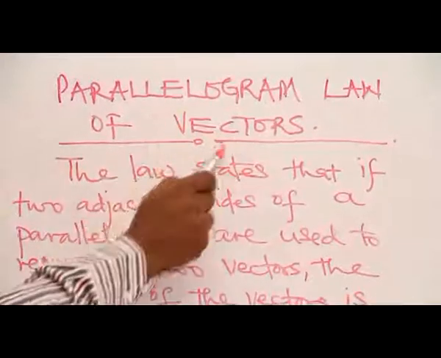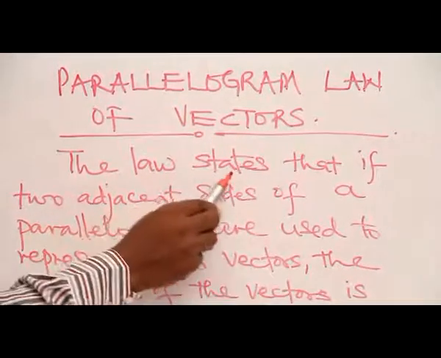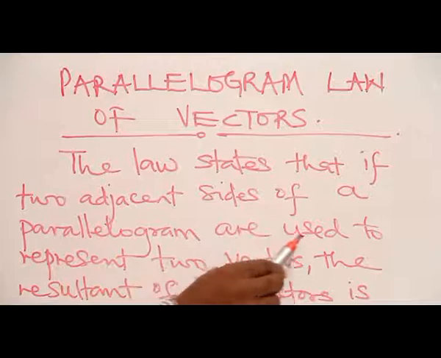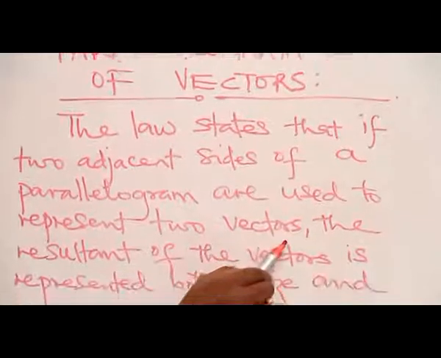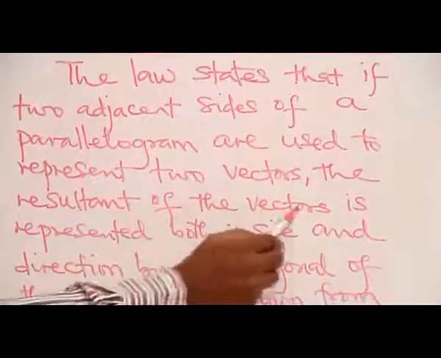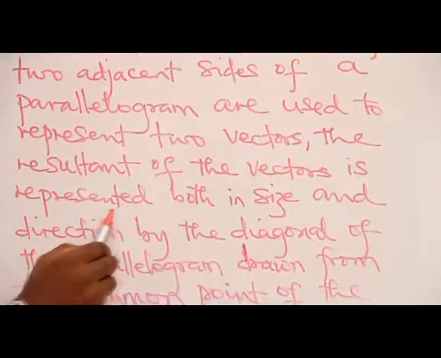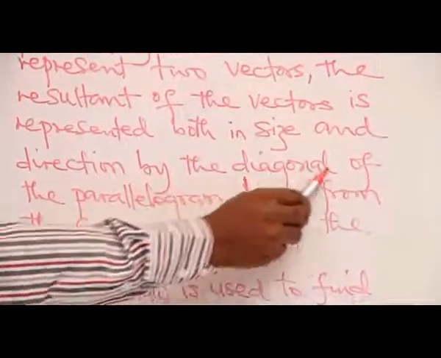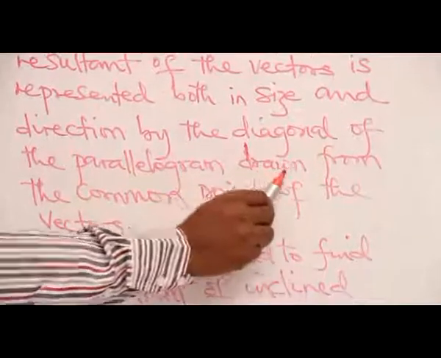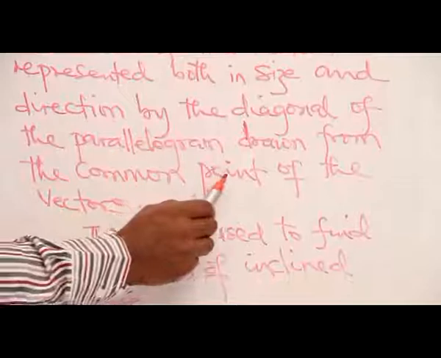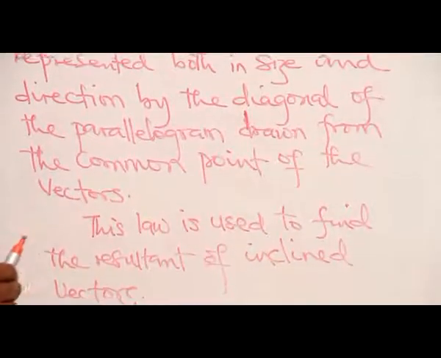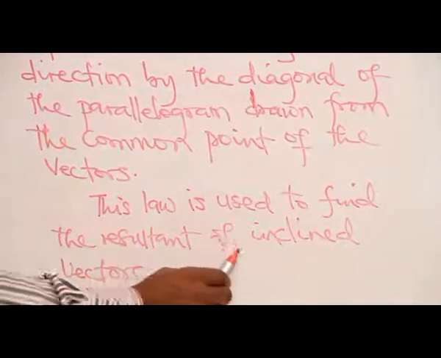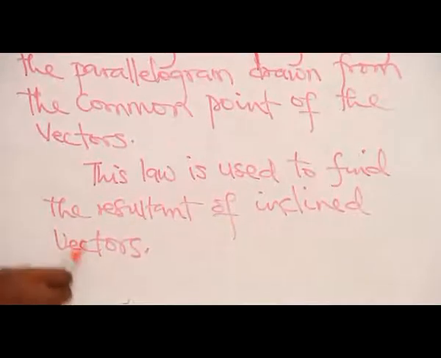Parallelogram law of vectors. The law states that if two adjacent sides of a parallelogram are used to represent two vectors, then the resultant of the vectors is represented both in size and direction by the diagonal of the parallelogram drawn from the common point of the vectors. This law is used to find the resultant of inclined vectors.